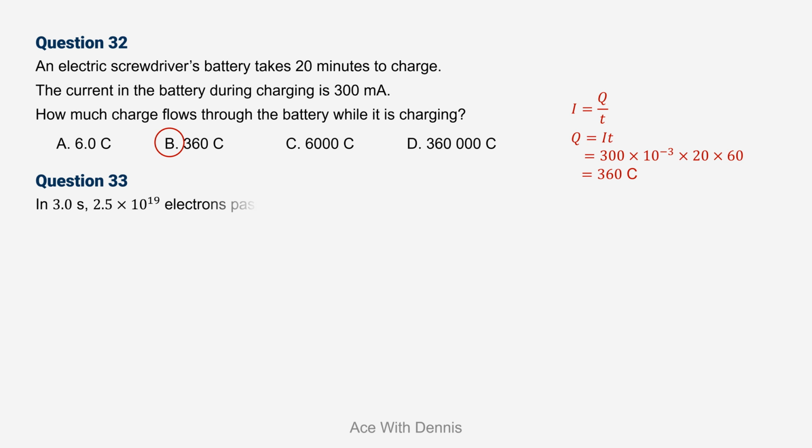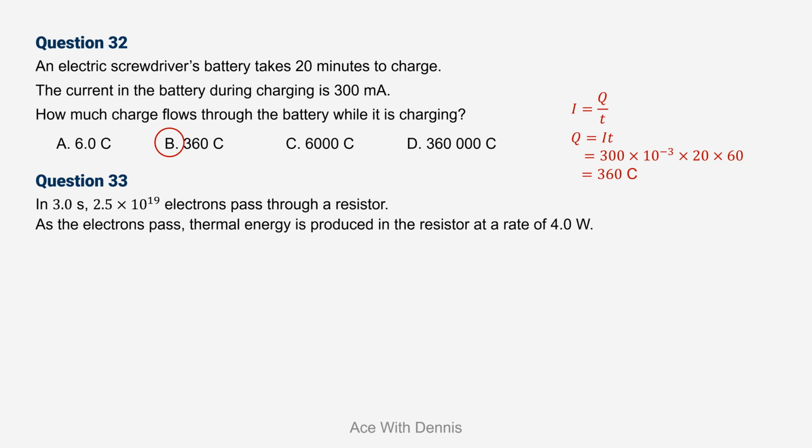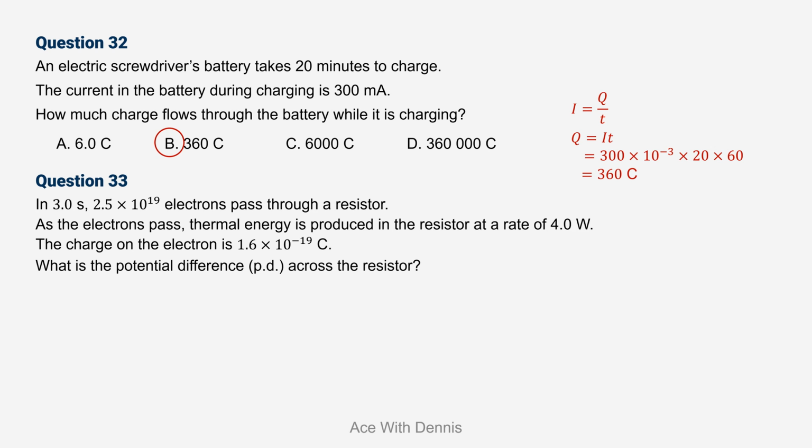Next question, question 33. In 3.0 seconds, 2.5 times 10 to the power of 19 electrons pass through a resistor. As the electrons pass, thermal energy is produced in the resistor at a rate of 4.0 watts. The charge on the electron is 1.6 times 10 to the power of -19 coulomb. What is the potential difference PD across the resistor? A, 3.0 volts, B, 4.0 volts, C, 12 volts, or D, 36 volts.